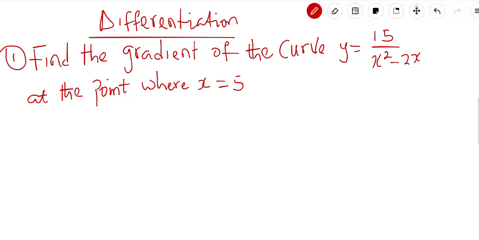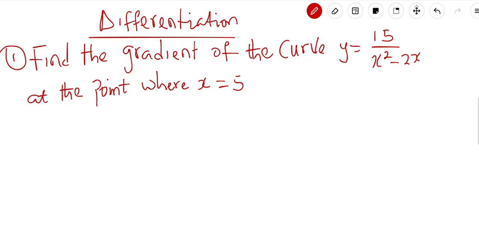Another class. Here we have a question on the board, and it's a differential equation, and we're asked to find the gradient of the curve y is equal to 15 over x squared minus 2x at a point where x is 5. So at the point on the curve where x is 5, what's the gradient of that curve? That's just what this question is asking us to find.